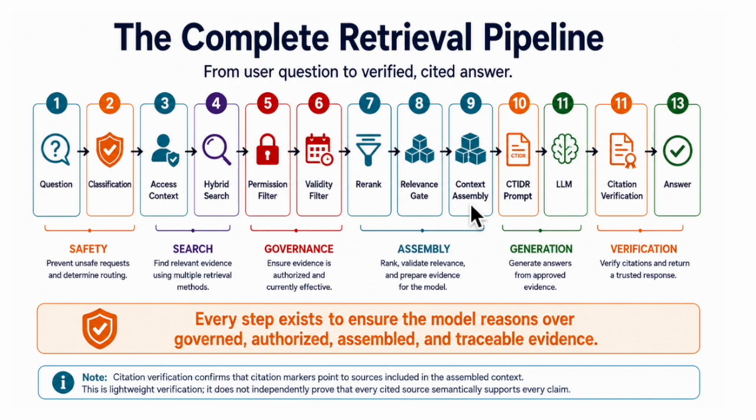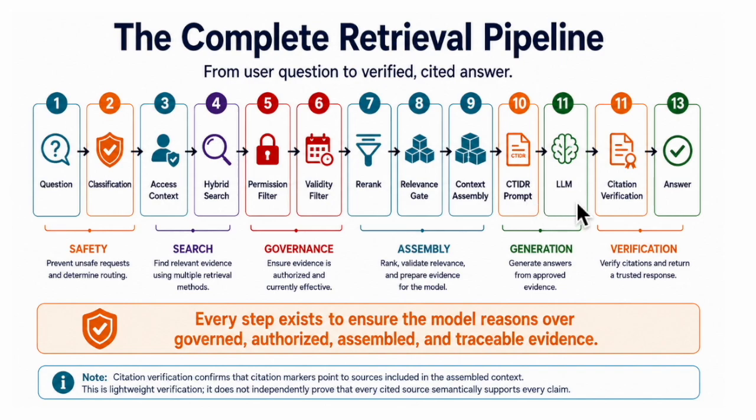The assembled context is then inserted into a CTIDR structured prompt. The prompt defines the role, context, task, instructions, retrieved data, and response format. It tells the model to use only the retrieved evidence, avoid unsupported claims, keep the answer concise, and include citation markers. The model then generates the answer.